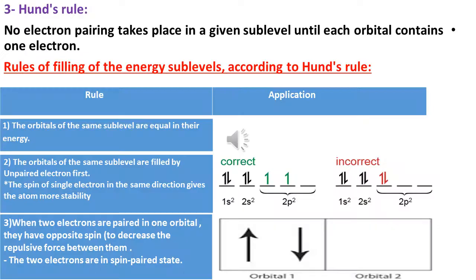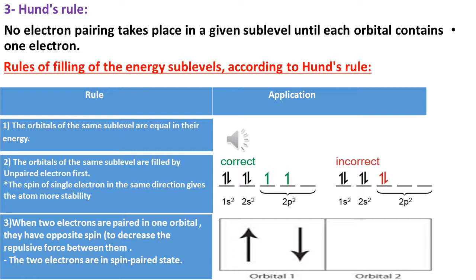Number 3, Hund's rule. No electron pairing takes place in a given sublevel until each orbital contains one electron. We have some rules of filling of energy sublevels according to Hund's rule. Number 1. The orbitals of the same sublevel are equal in their energy, like 2px, 2py, 2pz have the same or equal energy.